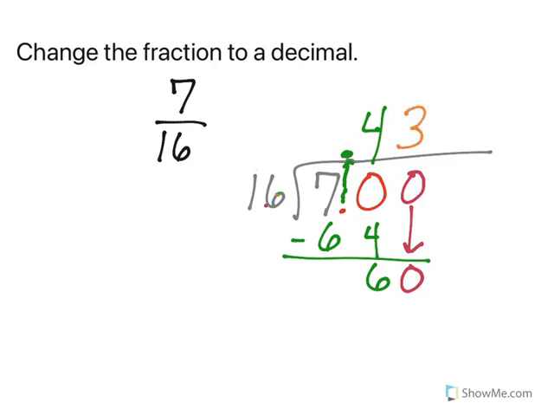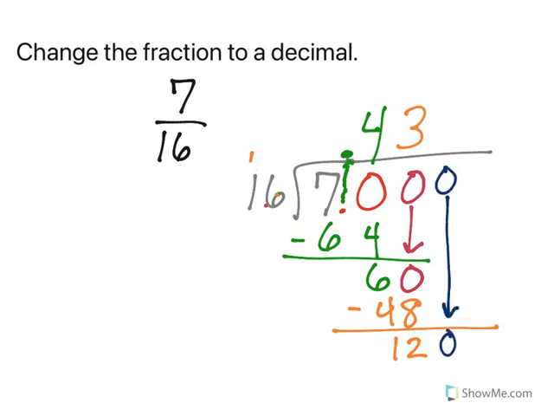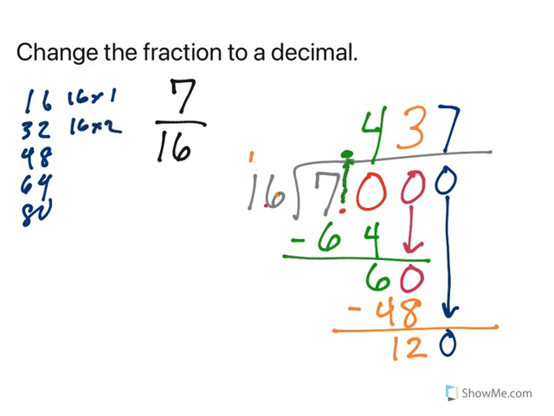3 times 6 is 18, so 8, carry my 1. 3 times 1 is 3, plus 1 is 4, so that gives me 48. 60 minus 48 is 12. So I'm still not done. So I add another 0, bring it down. 16 goes into 120 7 times. And if you don't know this, you might have to go on the side and do like 16, 32, 48, 64, 80, and just make a list, right? Because this is 16 times 1, 16 times 2. Sometimes that's helpful or needed depending on the numbers.